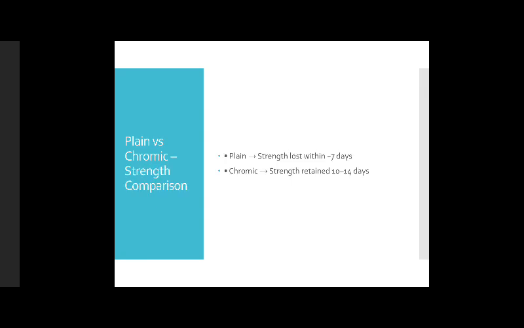Now, the comparison of strength. Plain catgut has strength lost within 7 days, and against it, chromic catgut has strength retained for 10 to 14 days.